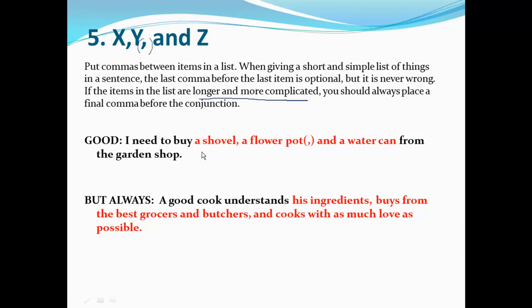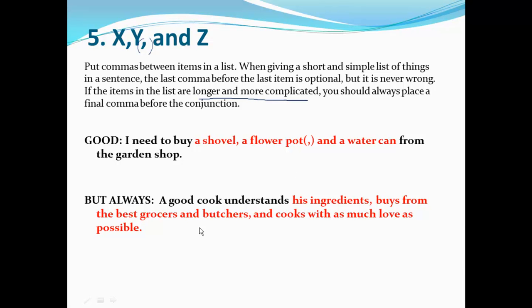Okay, so a good example is "I need to buy a shovel, a flower pot, and a water can from the garden shop." This list is short and sweet, and each one consists of a word or a phrase. So this is optional. But notice, in parentheses, you have it, that's not a problem.